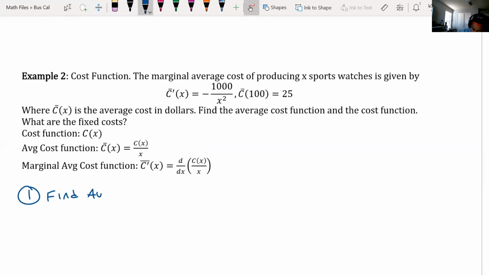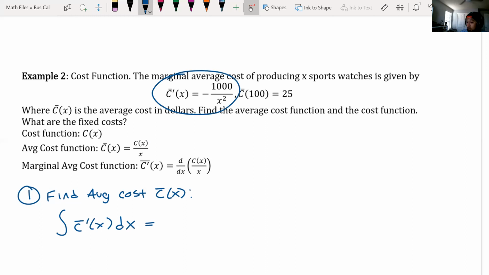Find average cost, C bar of X. Okay, so in order to do that, we're going to set up the integral of C bar prime of X dx. And remember, this is C bar prime, so this is what we're going to plug in to the integral. You're going to get the integral of negative 1,000 over X squared dx.